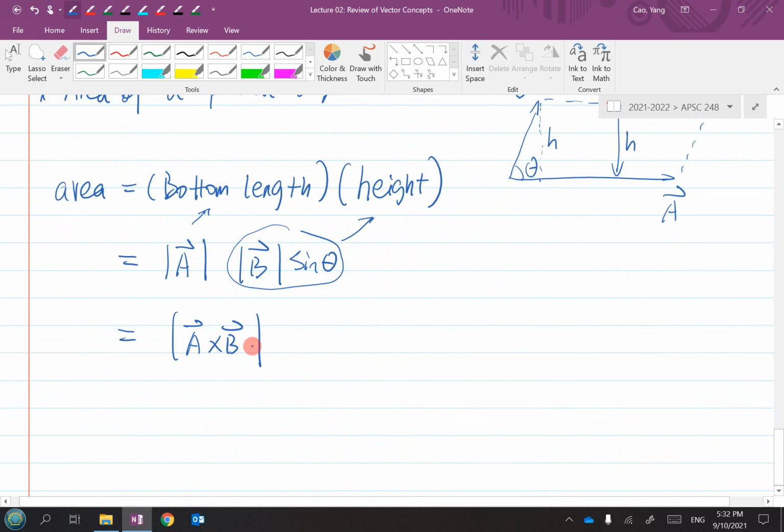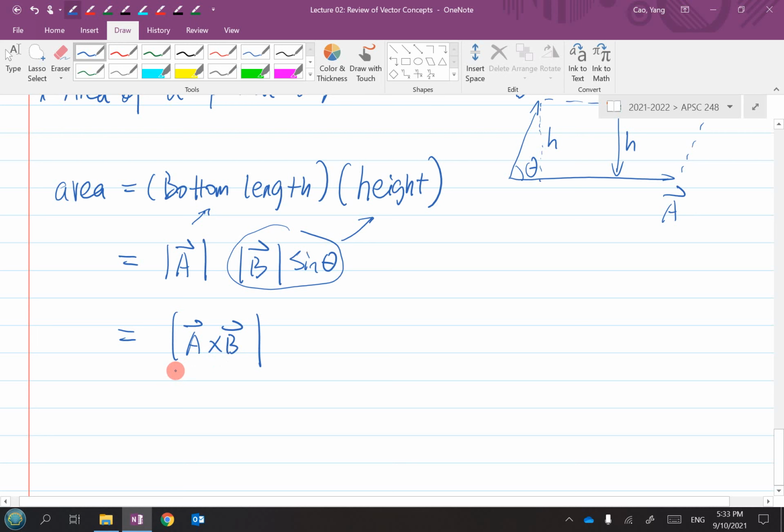And that's it. So essentially, you have a connection between part of the cross product, not the whole cross product, but there's a cross product related here. So the magnitude of a cross product will actually give you the area of the parallelogram formed by these two vectors. That's one application.